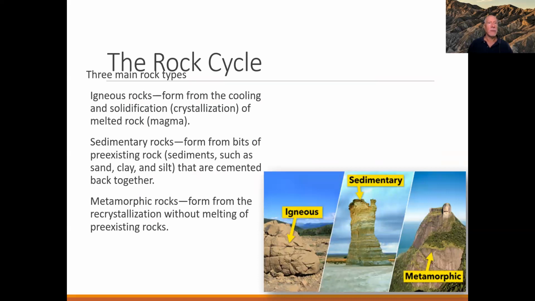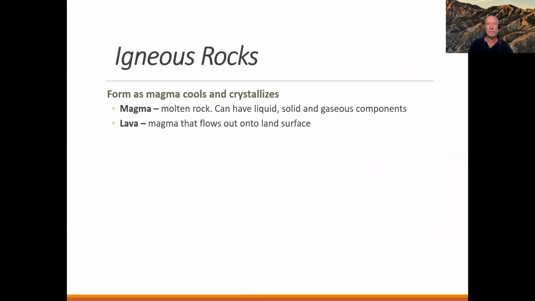So again, igneous rocks form from the cooling and solidification, what we call crystallization, of magma. Sedimentary rocks form from bits and pieces of pre-existing rock we call sediments, things like sand, clay, silt, gravel, and pebbles. Metamorphic rocks form from recrystallization without melting.